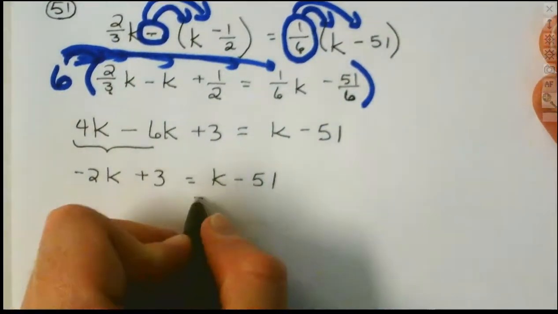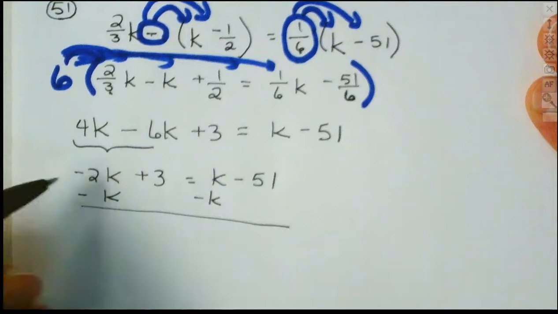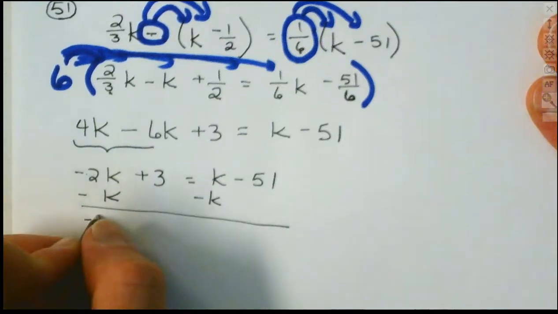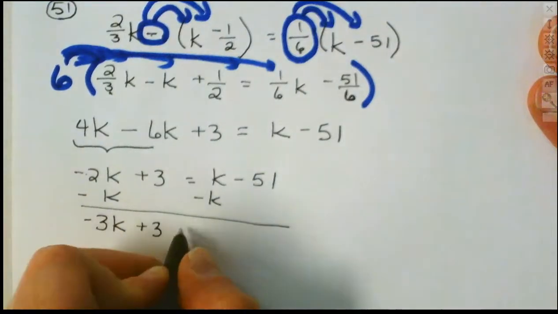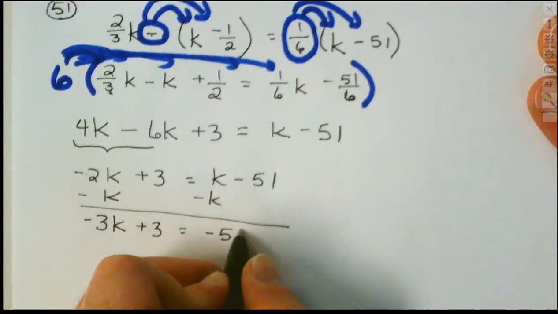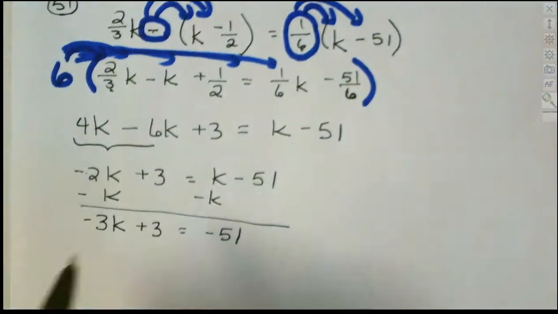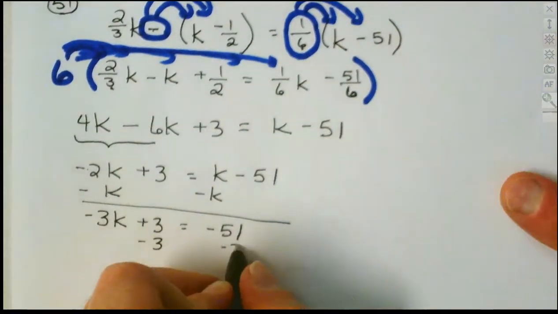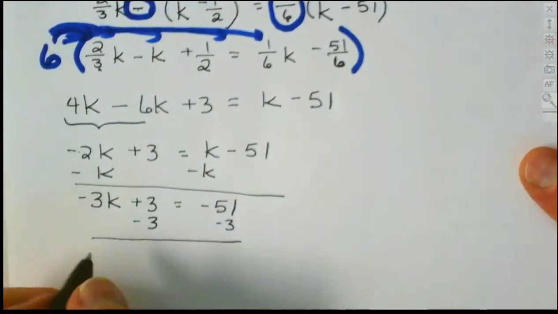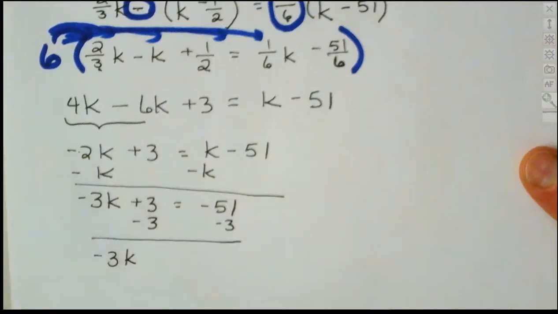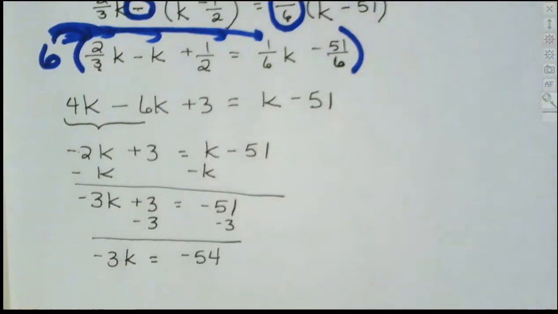This k needs to move over, so it's going to be a negative k. Minus 2 minus 1 makes it a minus 3k. Plus 3 equals your negative 51. Next step, move that 3 over with subtraction. Now we've got a minus 3k equals a negative 54. And we're almost done here.